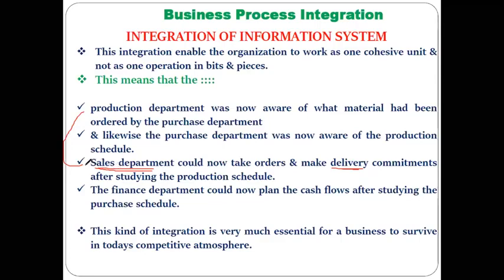How it become possible? Because sales department is linked with the production department. Sales department is having the knowledge of what is the speed of production in the production department. So based on that, sales department can tell their customers within how many days your order will get delivered by observing the production schedule of the production department.